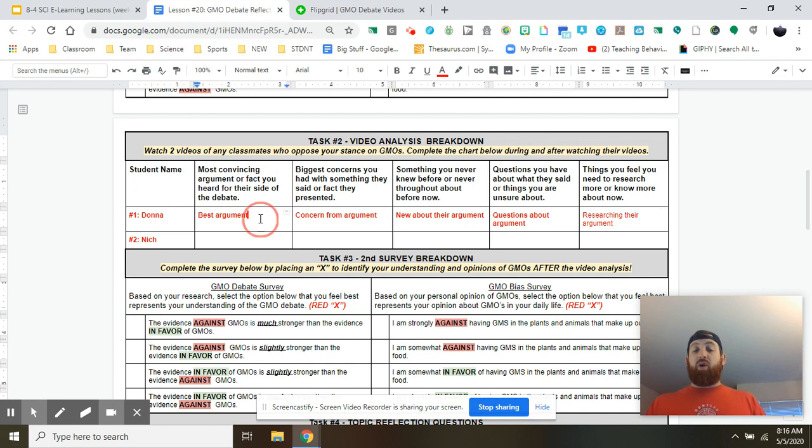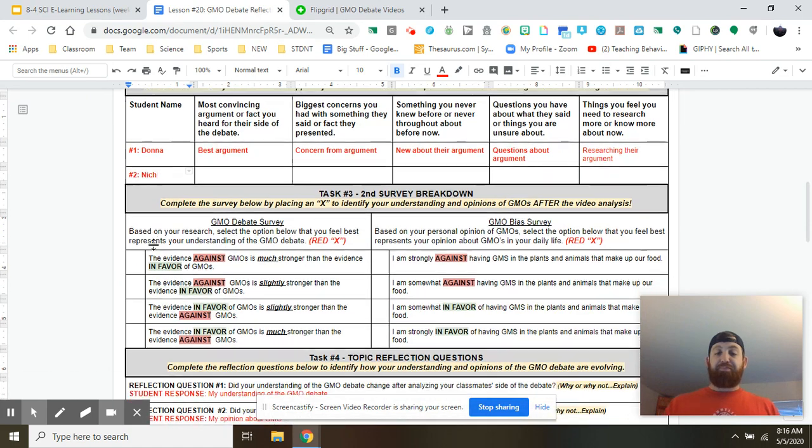Once you've done it for one person, you're going to do the exact same thing for the second person in the second row. And then you're done with the video analysis. Pick whatever two you want. There's nothing wrong with watching one and being like, you know what, maybe a different one will give me more, or maybe a different one has a better perspective. There's nothing wrong with that.